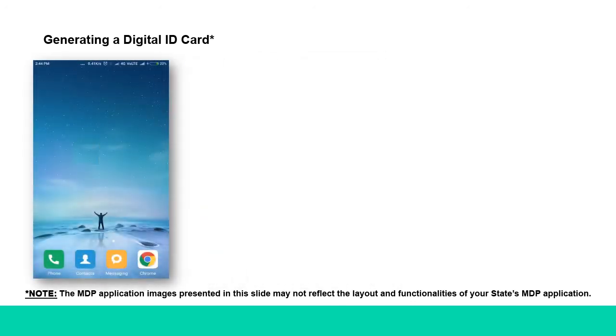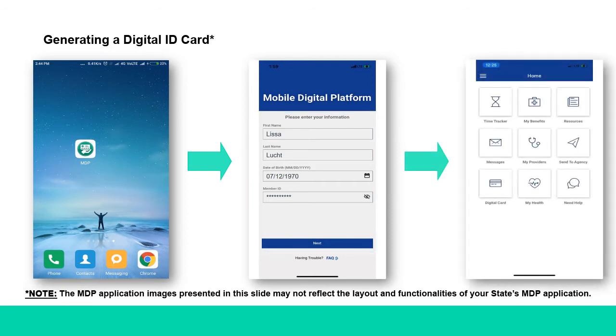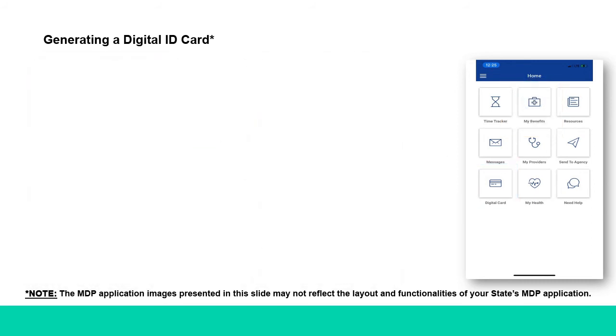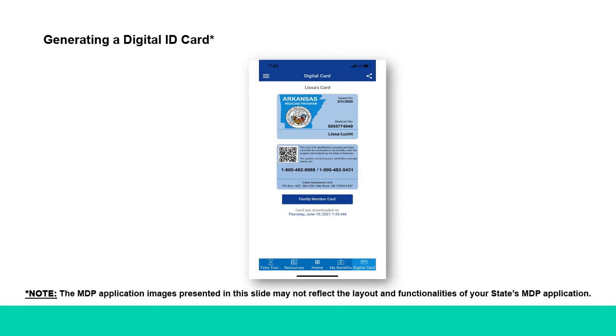For members to render a digital ID card, they must first download the MDP application from their phone's App Store. Once the member has completed downloading and registering themselves in the MDP application, they will then access the digital card option on the MDP application's home screen. After selecting the digital card option, the member's digital ID card appears.